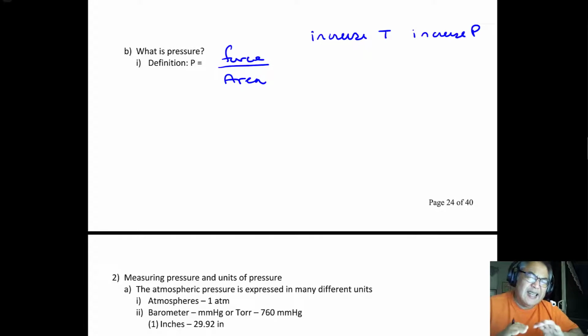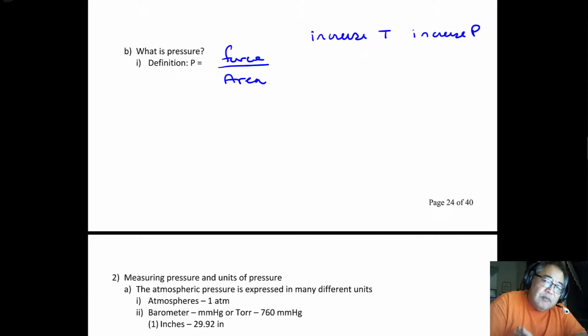Now, that's assuming the container stays the same size, right? If I make it bigger, then what happens? Well, if I made the container bigger, then the volume is changing. That means the surface area is changing, and that also has an effect. So we'll talk about these sort of things independently, assuming everything else stays the same, at least initially. So I can increase the force by increasing the temperature. I can also increase the area by making it bigger, right?